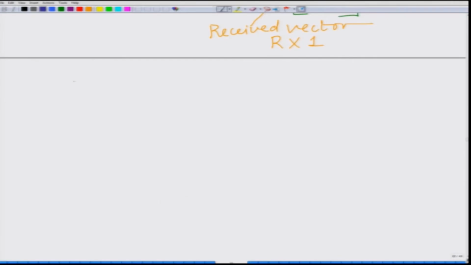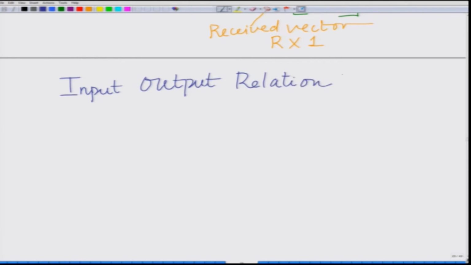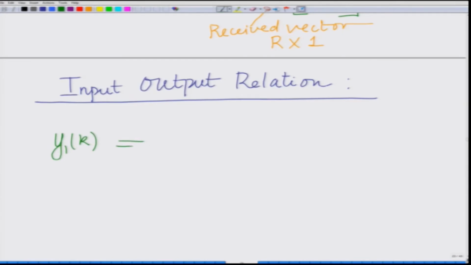Okay, correct. Now let us see how we can model the input output relation in the MIMO system. The input output relation can be modeled as follows. Let us look at y1 of k, the symbol on receive antenna 1 at time instant k.